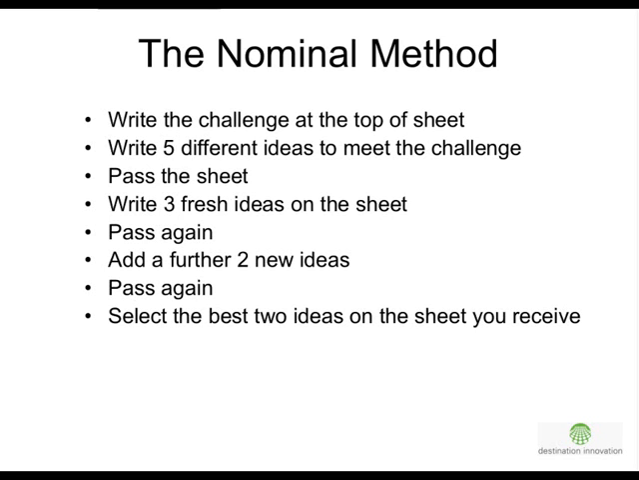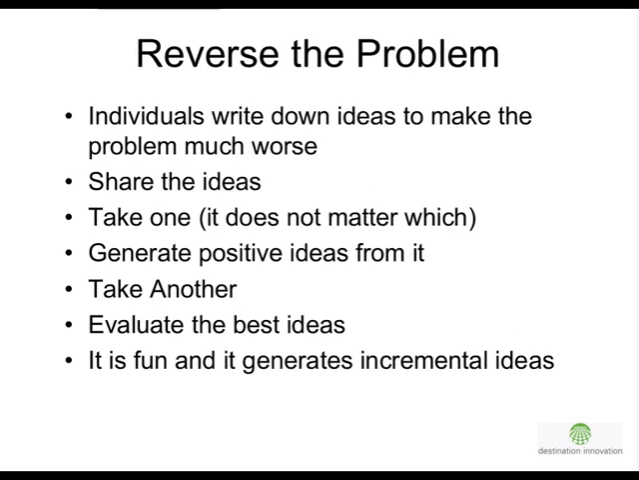I'll mention one other method in this webinar, which also works very well, and which is also easy to facilitate. I think the nominal method is very easy to facilitate. The next method is called reverse the problem. And with reverse the problem, everyone working silently and individually writes down 2 ideas to make the problem worse. Not better, but worse. And not a little bit worse, but much worse.